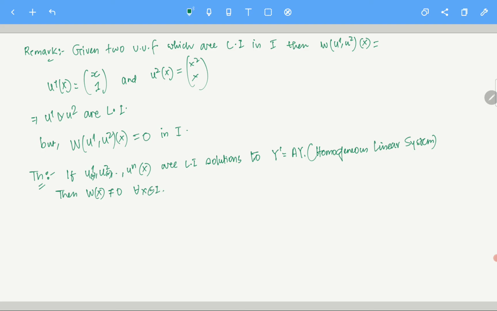I am quite sure you understand what I'm trying to say here: given any two arbitrary functions, if they are linearly independent, there is no guarantee that the Wronskian is going to be non-zero. But if they are linearly independent solutions of a system like y prime equals Ay, then it is non-zero. You can prove that, so let's look at the proof of this particular thing.